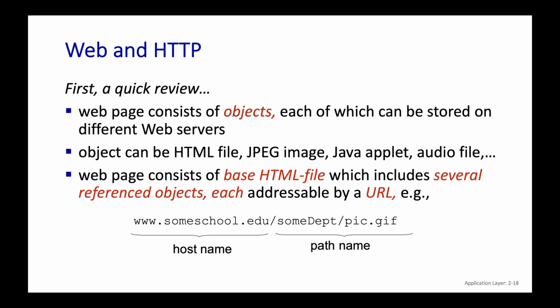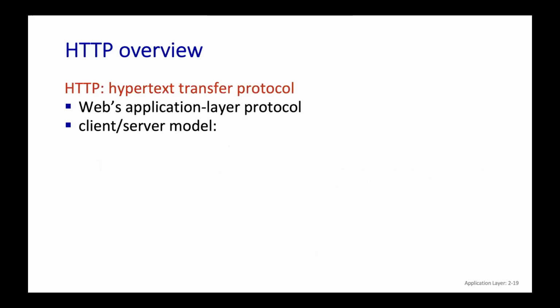Yes. When initially the base HTML file was coming, a TCP connection was established. Over that same connection, do we also fetch images? We'll come to that. You can use the same TCP connection, or you can close that TCP connection and establish a new TCP connection for each. So that will give you two flavors of HTTP. Two flavors of HTTP: persistent flavor and non-persistent flavor. We'll talk about that in a minute.